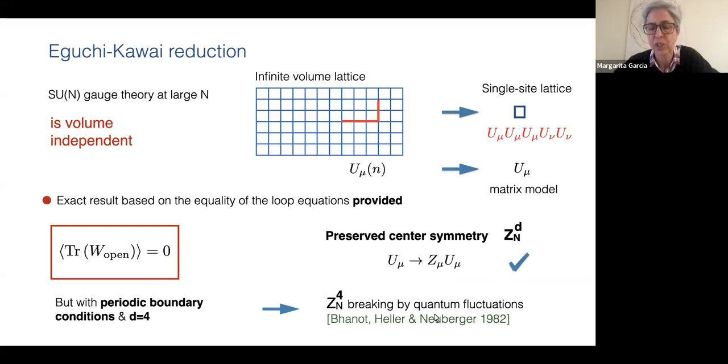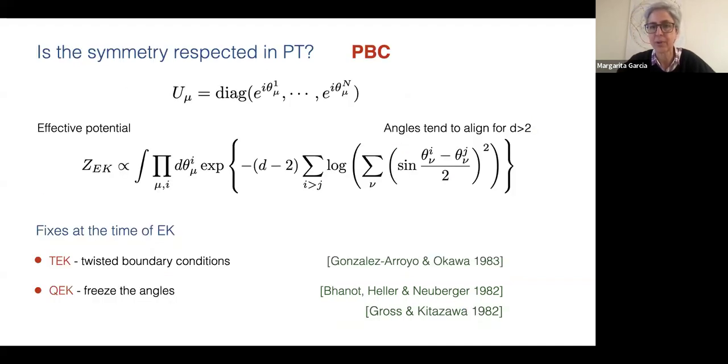And this is something that was seen at the very beginning by Bhanot, Heller, and Neuberger in this paper. And indeed, in the original paper by Eguchi and Kawai, there is a footnote at the end of the paper saying to beware that these people have pointed out that the symmetry may be spontaneously broken at weak coupling. So let me explain why it is spontaneously broken at weak coupling. The idea is very simple.